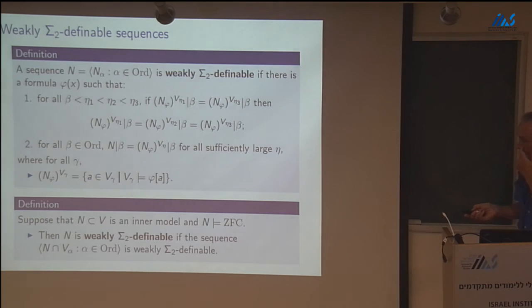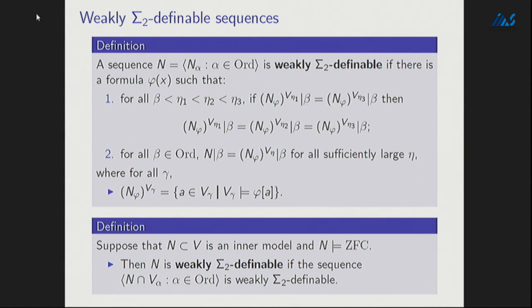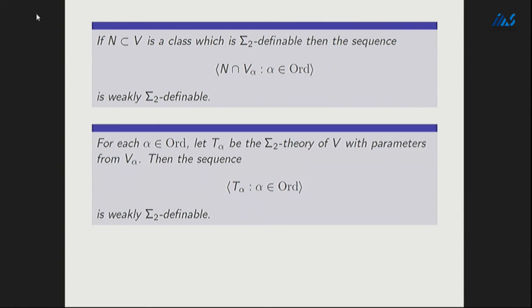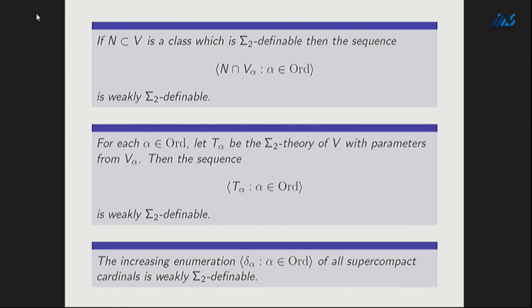Okay? So what are some examples? We'll say that an inner model, a transitive class, is weakly sigma 2 definable if the associated sequence of rank initial segments is weakly sigma 2 definable. What are some examples? Well, if you have a transitive class N which is sigma 2 definable, then the sequence N intersect V alpha is weakly sigma 2 definable. That's an easy exercise. If for every alpha you let T alpha be the sigma 2 theory of V with parameters from V alpha, then the sequence of those theories is weakly sigma 2 definable and not sigma 2 definable. The increasing enumeration of all supercompact cardinals is weakly sigma 2 definable.